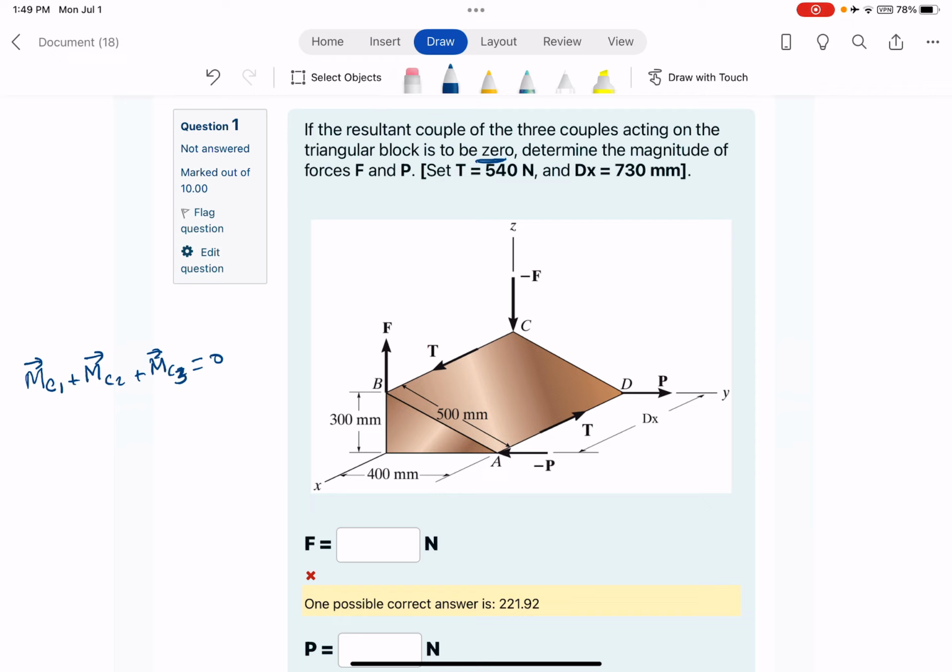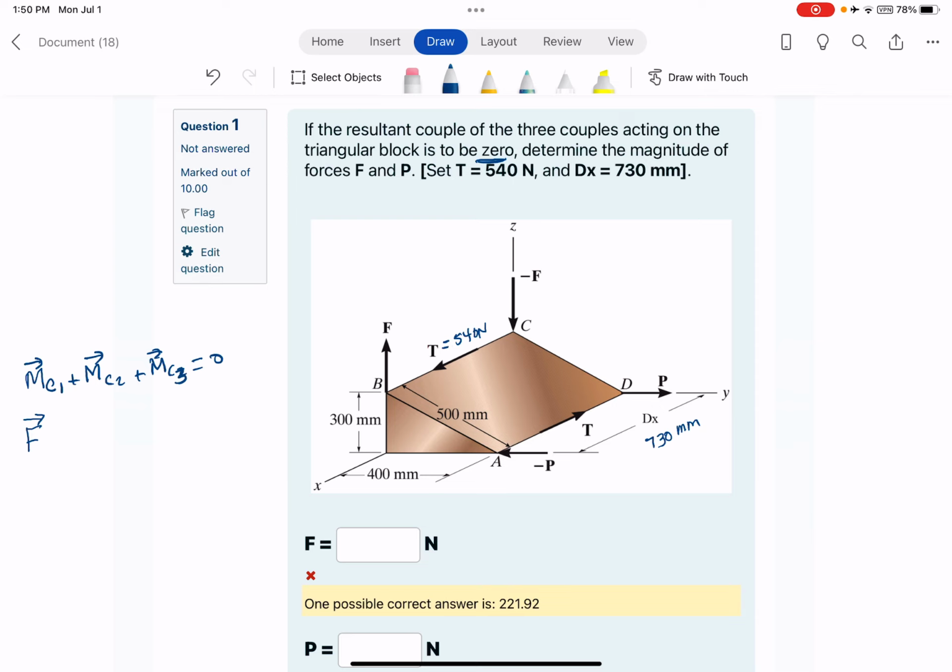Okay, tension T is given as 540 Newton, and the distance dx, let's put it in millimeters, 730 millimeter. Let's start doing the first moment. Let's say the force F, which gives MC1. For MC1, first of all, we need to find out the force F.